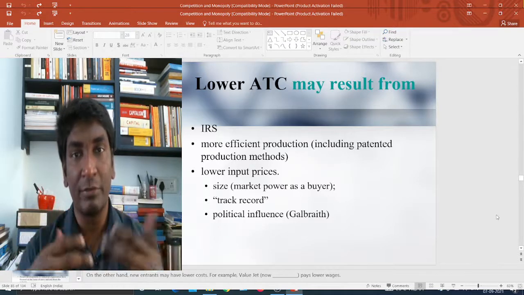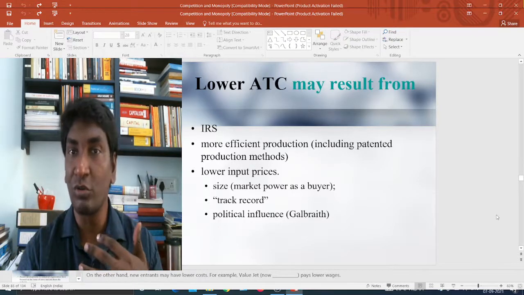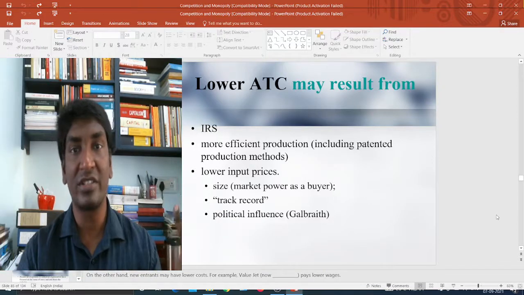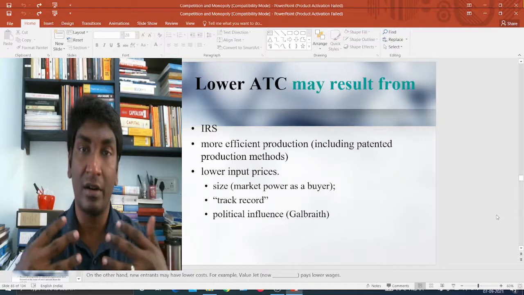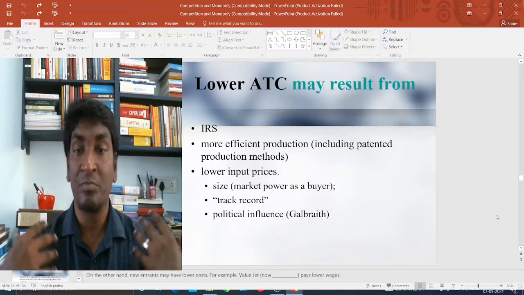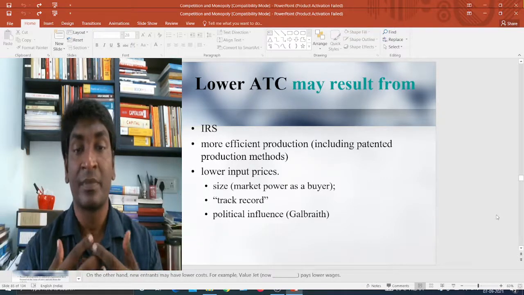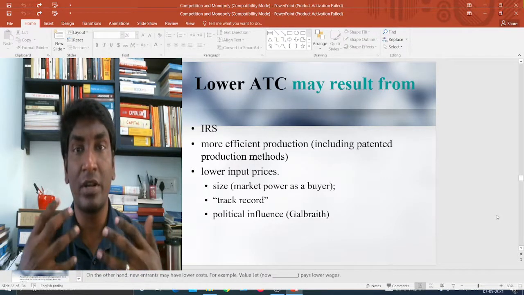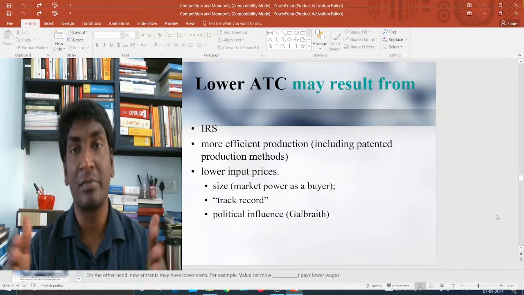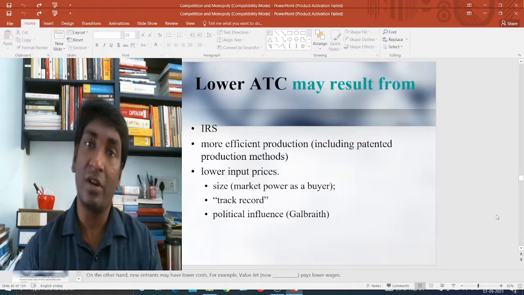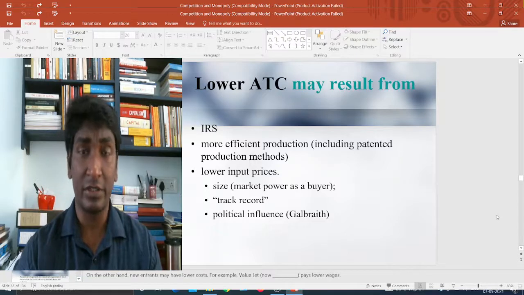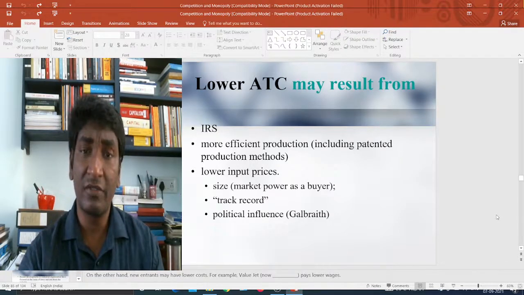advantage over the product. So lower input price is also available to you, maybe because of geographical advantage, maybe because of other possible advantages, size, market power as a buyer, track record, political influence, or whatever. This is what people try to say. For example, we had already discussed Galbraith's point when we talked about monopolistic competition or the oligopoly itself, roughly.